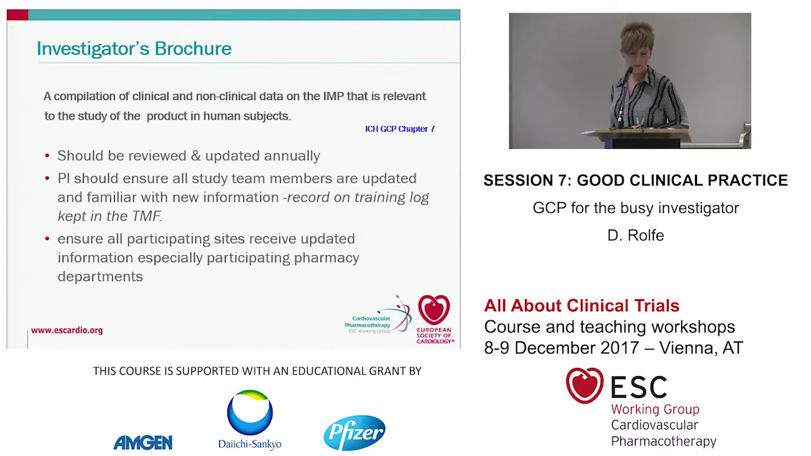It should be reviewed and updated annually, and the principal investigator should ensure that all the study team members are updated and familiar with the new information, and that training should be recorded on the training log, which is kept in the trial master file. You should ensure that all participating sites receive the updated information, especially any participating pharmacy departments. And where a review of an investigator brochure is conducted and no changes are required, that should be documented and filed in the trial master file just to prove that it has actually been reviewed.